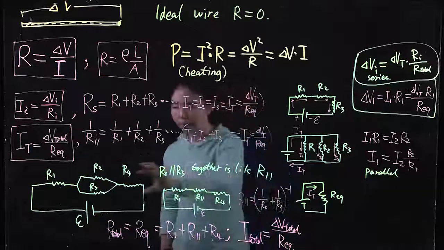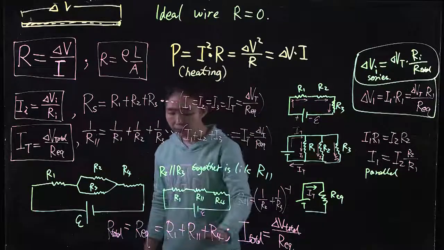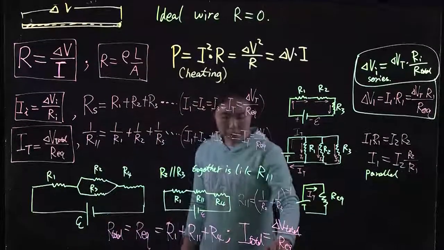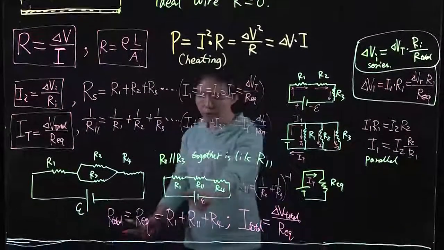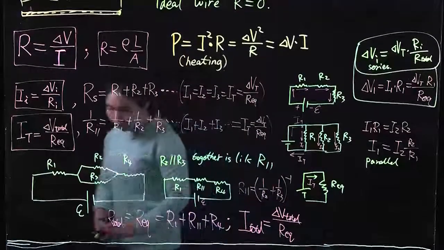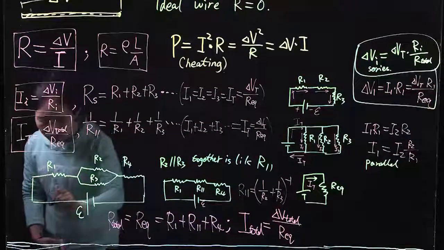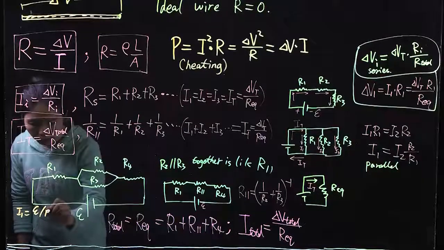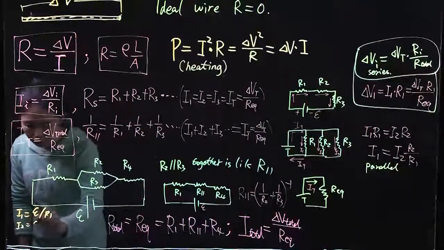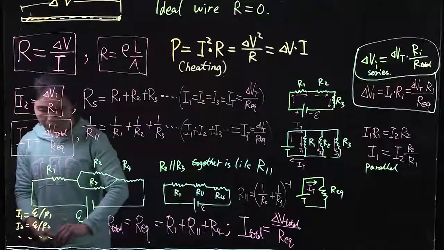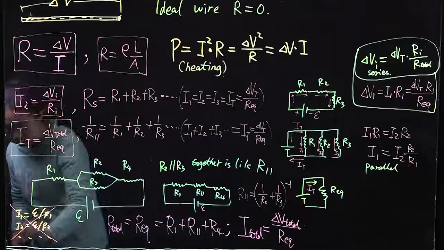Step 1, combining these two. Step 2, adding them. Step 3, when you figure out the total equivalent resistance, using the total voltage divided by that gives you I total. Okay? And it is a big no-no if some of you say, oh, I know, I1 equals epsilon over R1, I2 equals epsilon over R2. That's a big no-no. Entirely wrong.